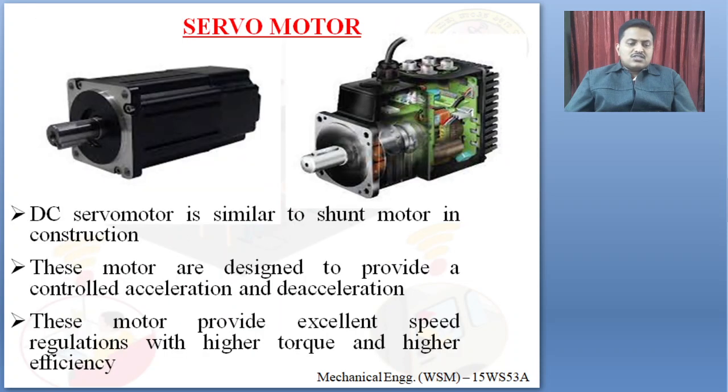Next is known as servo motors. As I said, a DC servo motor is similar to a shunt motor in construction. These motors are designed to provide controlled acceleration and deceleration. Variation in speed is also possible, and constant speed is also possible, which is not possible in the case of conventional machines, because these servo motors are equipped in such a way that they act like both AC as well as DC. This motor provides excellent speed regulation with high torque and high efficiency. That is why servo motors are special, because they provide high efficiency and high torque at a very high speed.